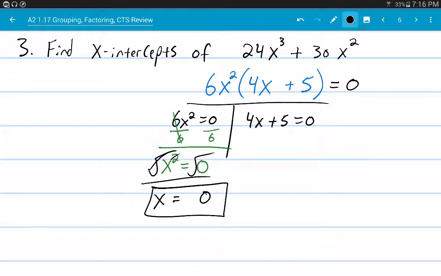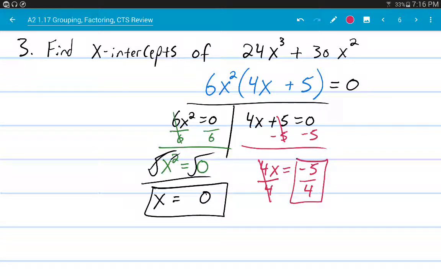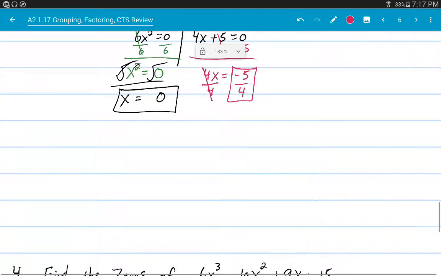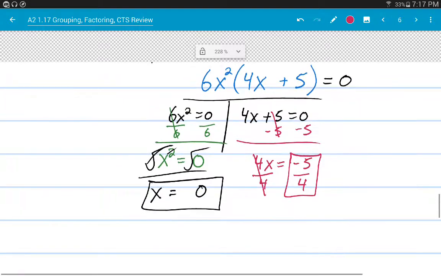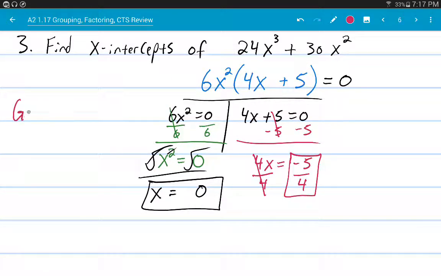On the left-hand side, I subtract 5 from both sides to get rid of that, and I get 4x is equal to negative 5, and to get x by itself, we divide by 4 on both sides. X is equal to negative 5 over 4. So those are the two x-intercepts. And if you wanted to know what to call that, that was really just a GCF factoring. Nothing else was necessary for this.